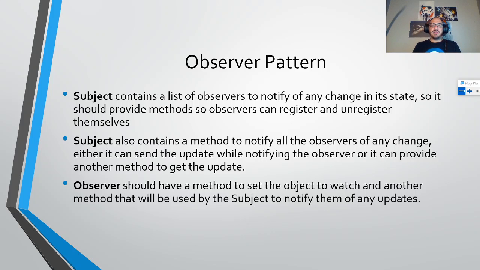So the subject should have some sort of method that helps the observers know what has been the update in that particular instance. On the other hand, the observer should have a method to allow me to set who the subject is going to be. My observer needs to know the subject and also has to have some sort of way to be notified by the subject.